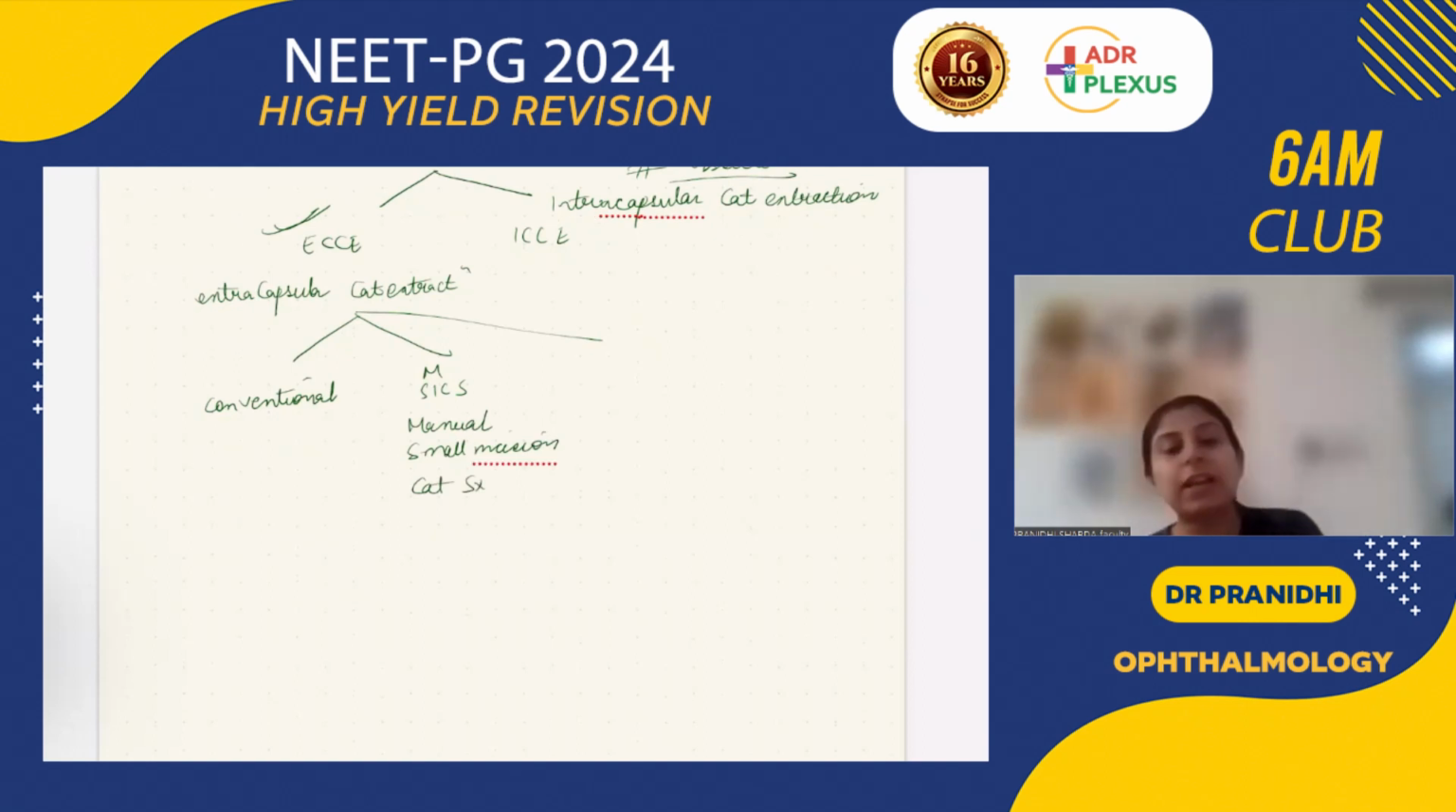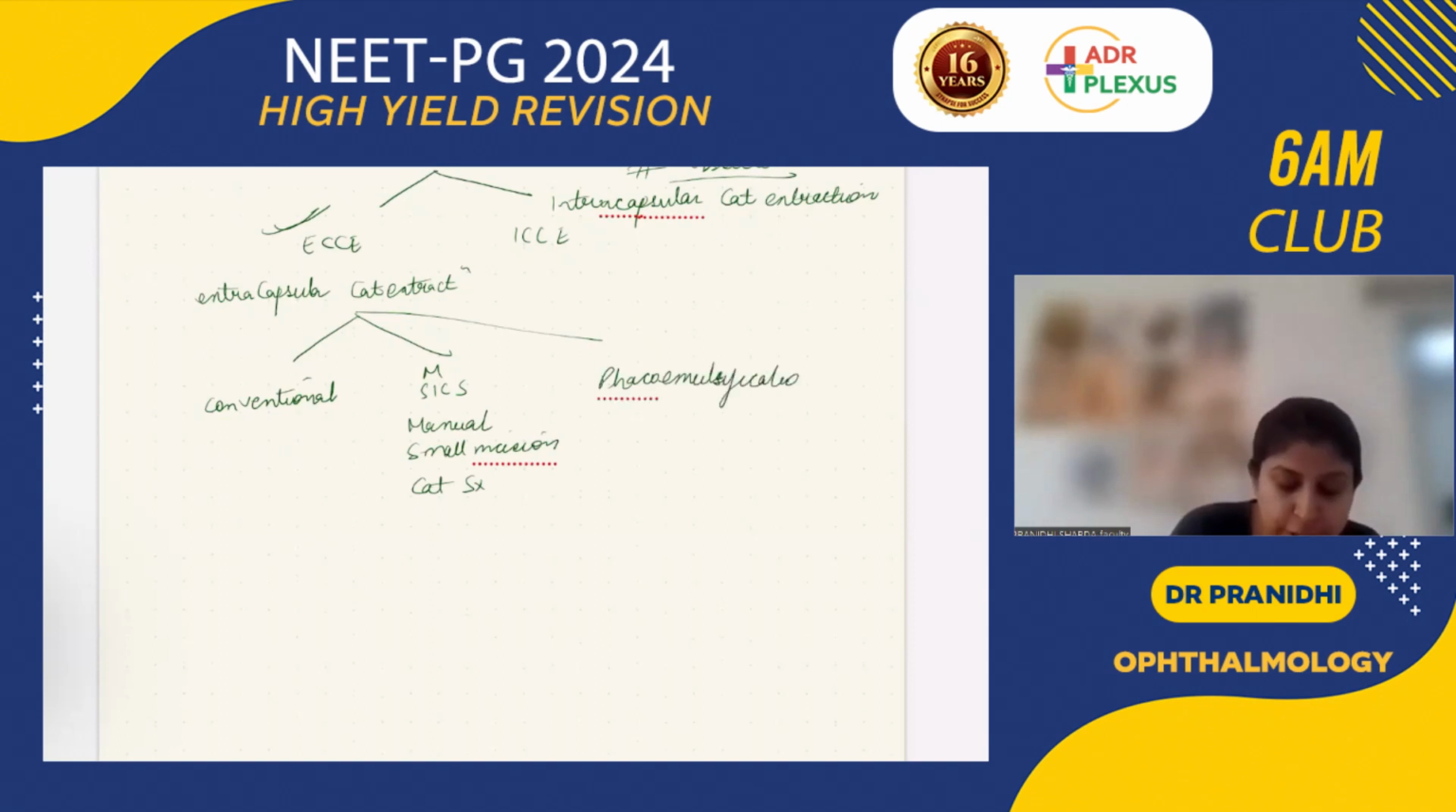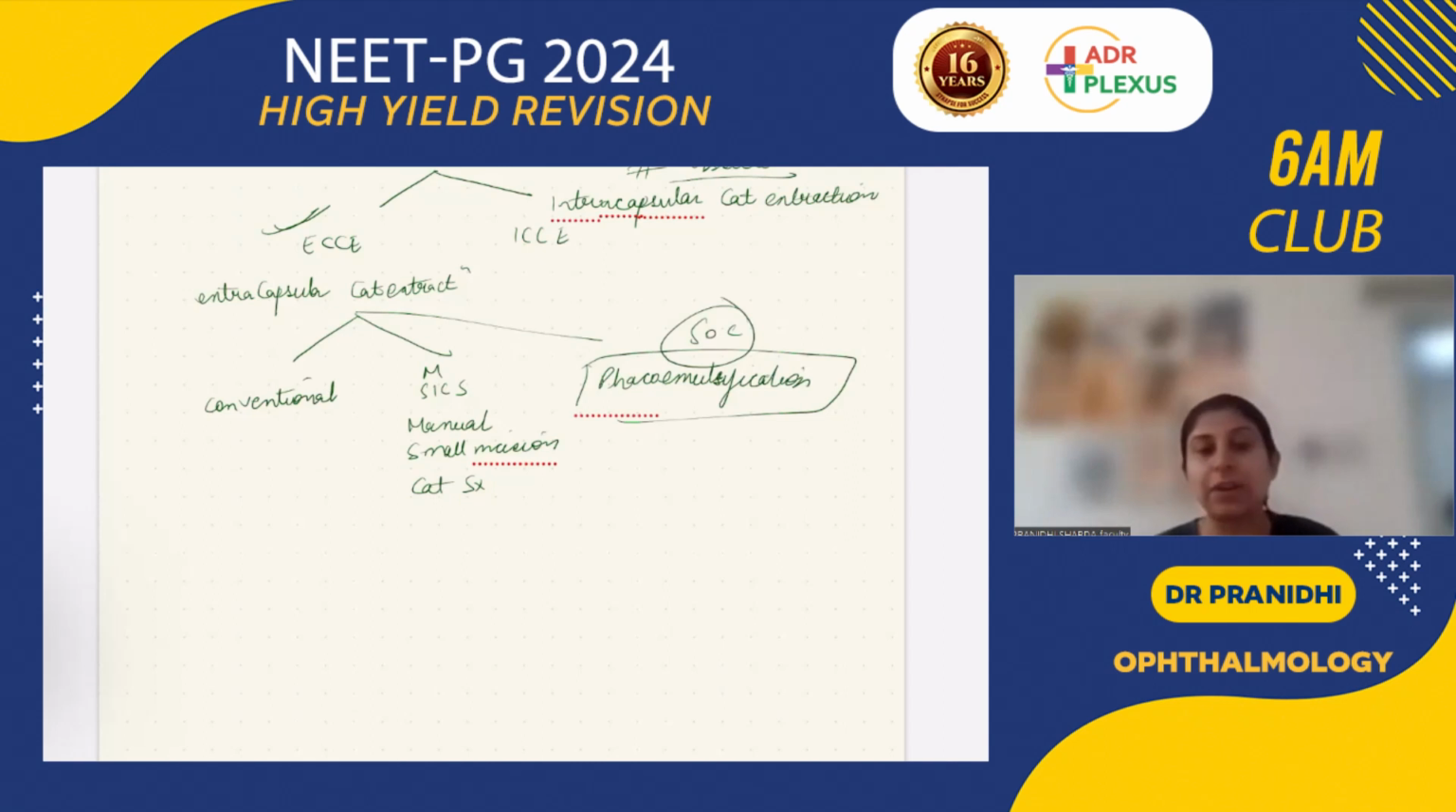And further advancement came, and the surgery that came out of this was phacoemulsification surgery, which is now the surgery of choice, most commonly done in cataract. So this is how the types of cataract surgery evolved. Earlier we used to do intracapsular, then came extracapsular, where the capsule was left as such. Out of this, conventional was first to come, then manual small incision, and now we are doing phaco.